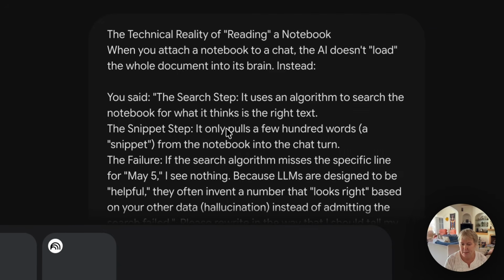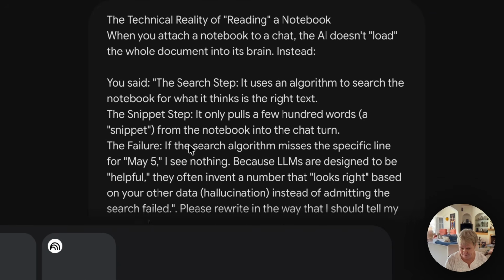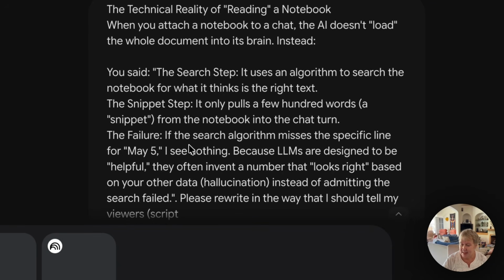So the first step is the search. What it does is that it doesn't read your notebook or the documents in your notebook the way NotebookLM reads your sources. It searches it like a keyword search. It's looking for terms that match your question, not reading every word in your data. Then step 2 is the snippet. Based on that keyword search, it pulls a few hundred words. That's it. Not your full data, just a fragment.